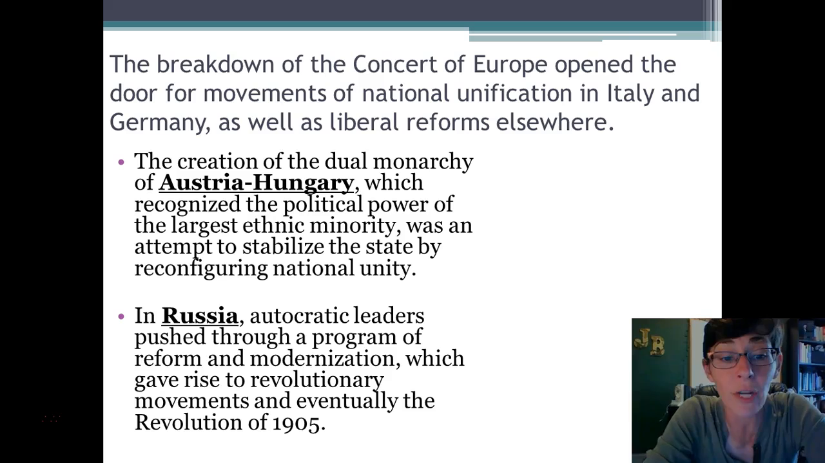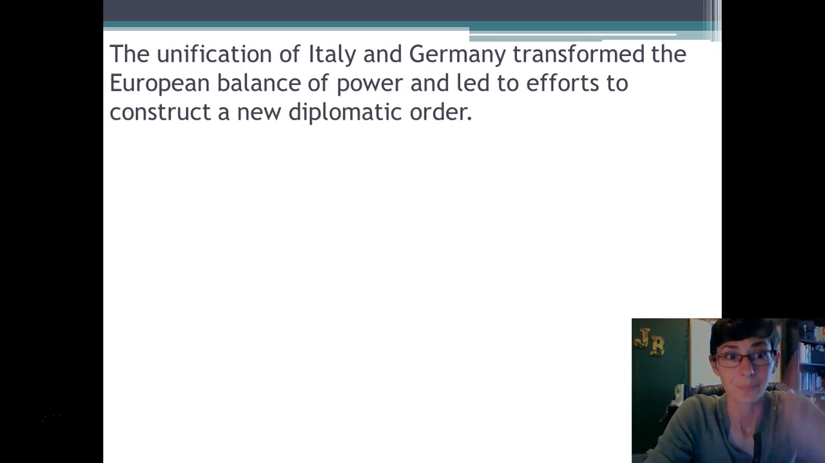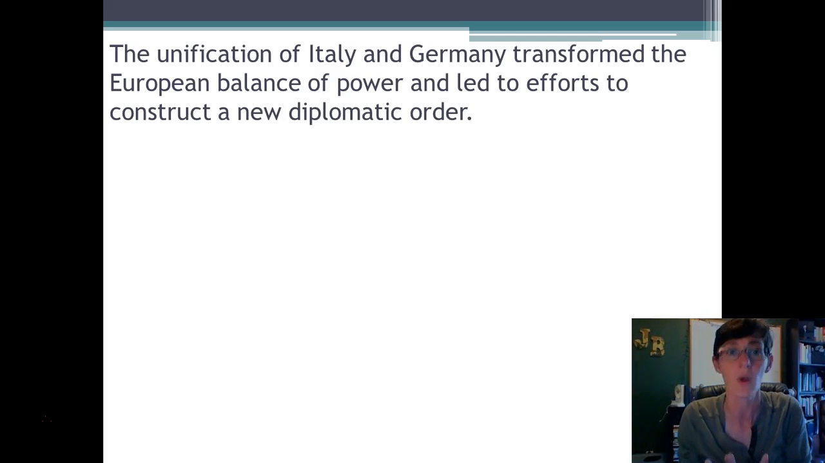And in Russia, autocratic leaders pushed through a program of reform and modernization, which gave rise to revolutionary movements and eventually the Revolution of 1905, to be followed by the Revolution of 1917. So, this unification of Italy and Germany transformed the European balance of power and led to efforts to construct a new diplomatic order. Because remember, the Concert of Europe was trying to maintain the status quo, but eventually that status quo was broken down, which led directly to the unification of Italy and Germany. Now, in the aftermath of this breakdown of the Concert of Europe, Europe needed to construct a new diplomatic order.